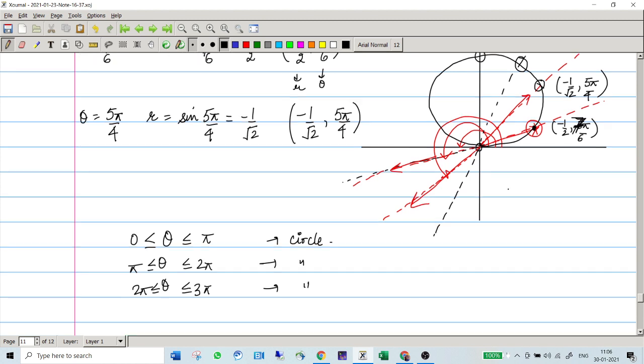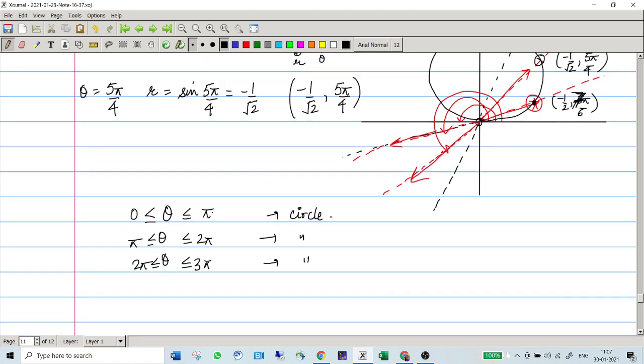So we have that for the values between 0 and pi, we are getting a circle, and for the values beyond pi, we are going to get the same circle again whenever we take our theta to be between pi and 2 pi, or 2 pi to 3 pi, and so on. Right? So that's how we'll plot or graph the equations given in terms of polar coordinates.